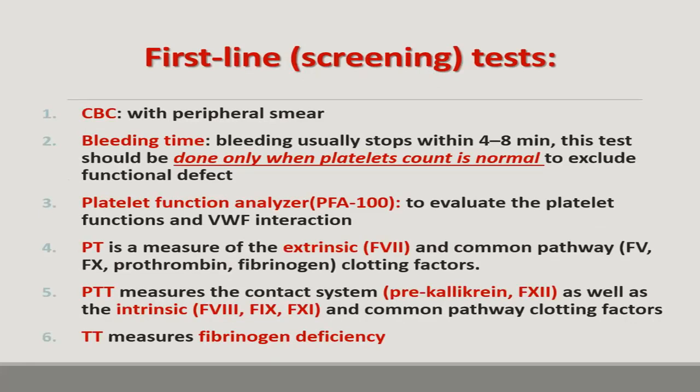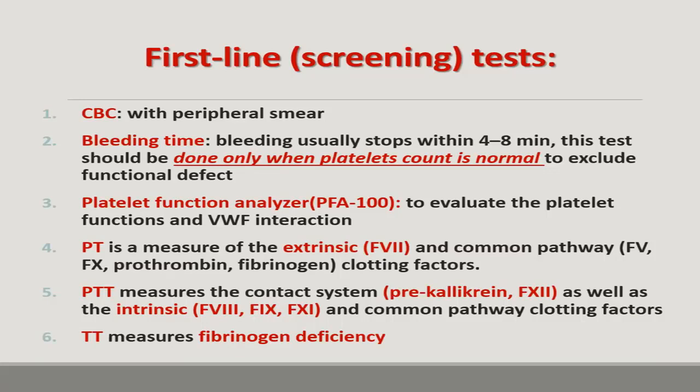First, start with complete blood count, including peripheral blood smear. Then bleeding time, which usually stops within 4 to 8 minutes, and the test should be done only when the platelet count is normal, to exclude a functional defect. Please keep this in mind: don't do bleeding time when the platelet count is low. Then the platelet function analyzer, to evaluate platelet function and von Willebrand factor interaction.